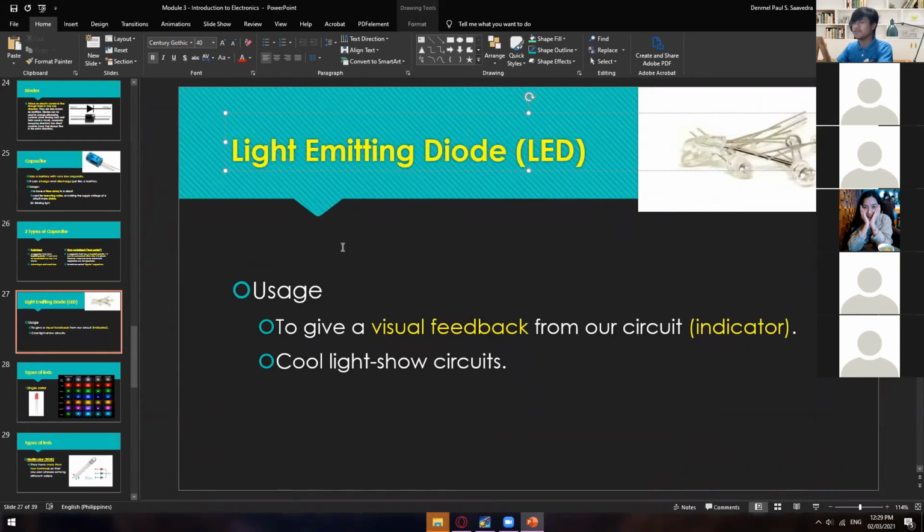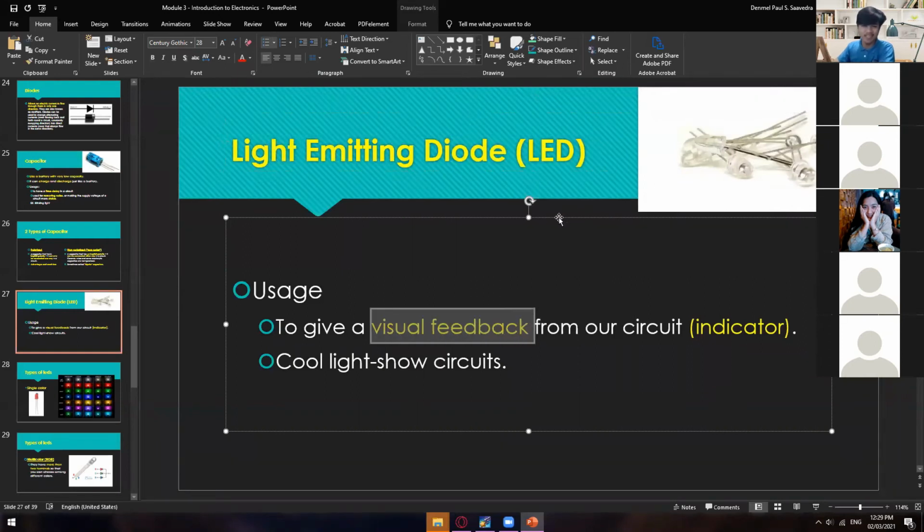As you may all know, an LED is just an indicator, or for visual feedback. We don't really use an LED as a light to light up something, like a flashlight. It doesn't work like that. The main role of LEDs in our world is visual feedback, to check if there is really a current flowing at that point, or just an indicator of whether it's turned on or off. Or you could have a cool light show circuit. You could also do that.